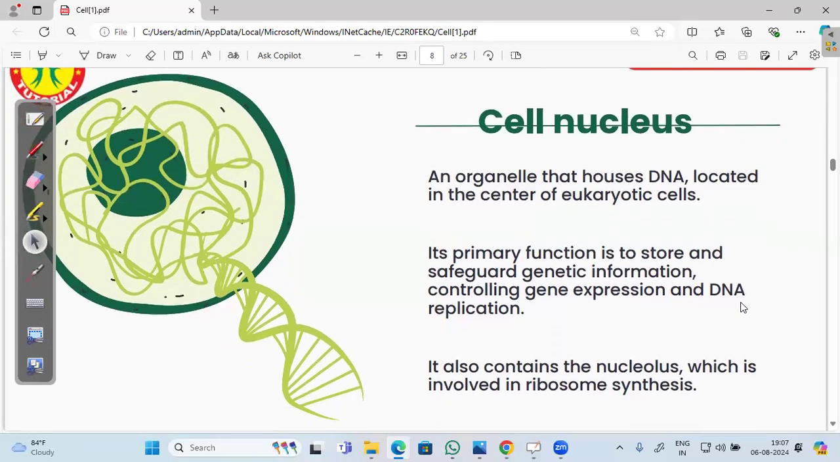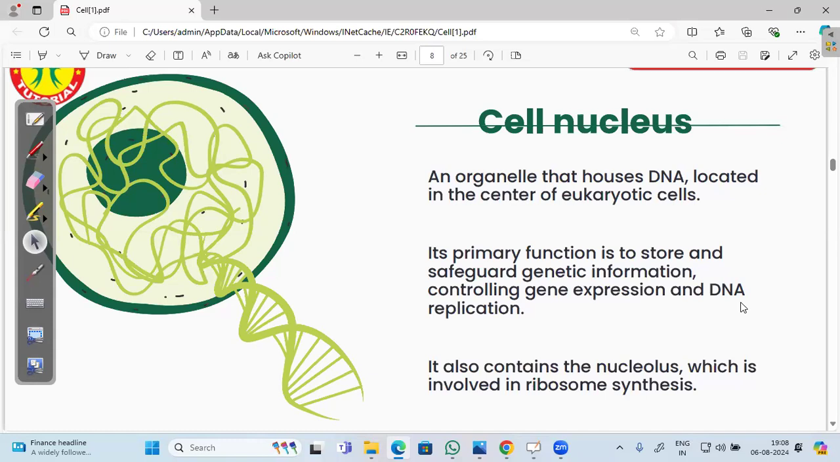Then see, the cell nucleus. The cell nucleus is an organelle that houses DNA, located in the center of eukaryotic cells. DNA is located in the nucleus of the cell, and the nucleus is centrally located in eukaryotic cells. In prokaryotic cells, you don't find a regular nucleus; rather, you find a nucleolus. The main function of the nucleus is to store the genetic information or genetic material in the form of DNA. So the DNA is present inside the nucleus.